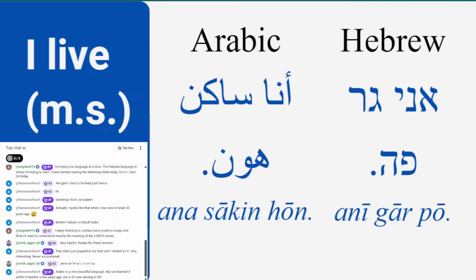Okay. And in cases where you have an irreducibly long A vowel, which is what this alif represents here, it becomes an O in Hebrew. We actually call that the Canaanite shift. So sa in Arabic becomes sho in Hebrew frequently.